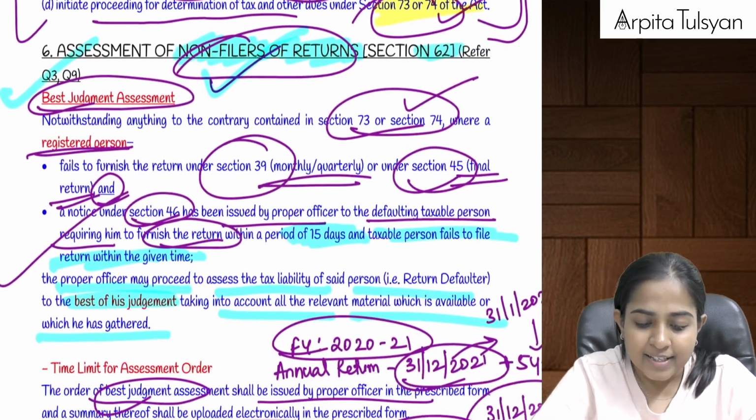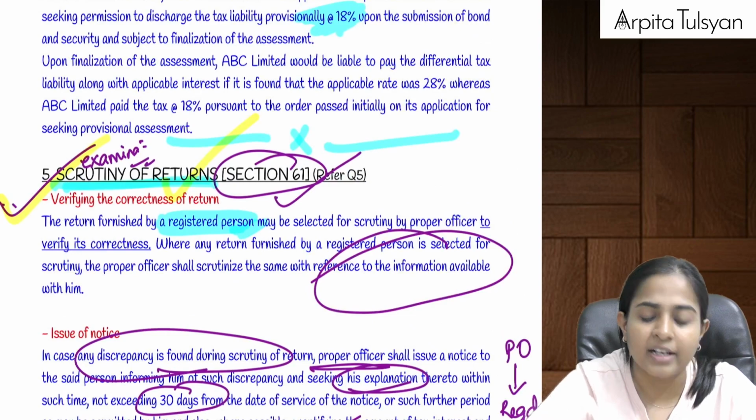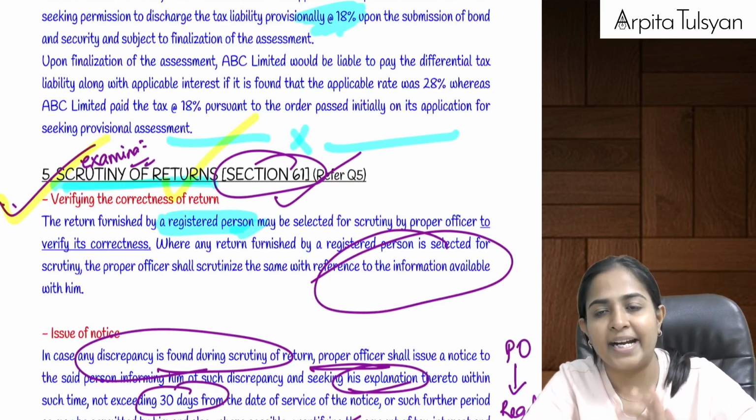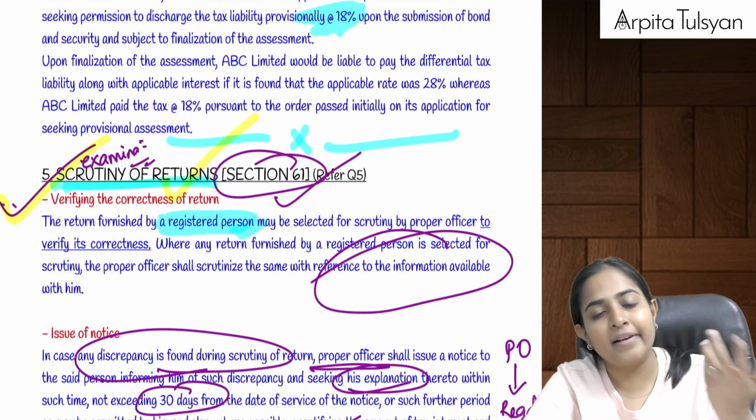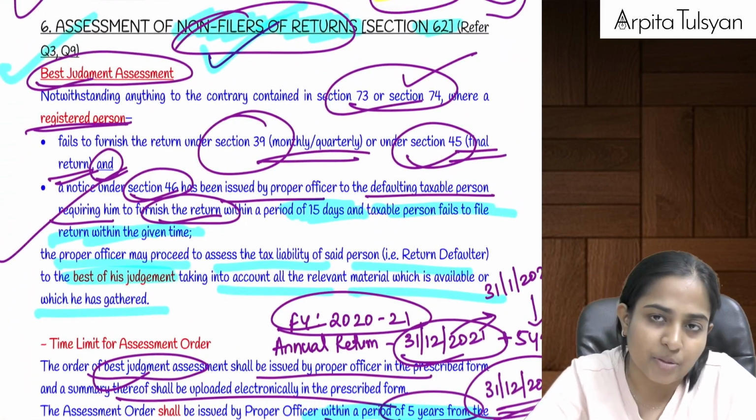Are you clear with this? Yes, so this was happening in basic scrutiny. Scrutiny is happening of the returns, meaning a return has been submitted, and a return can be submitted by a registered person. So the section is applicable to such a person.